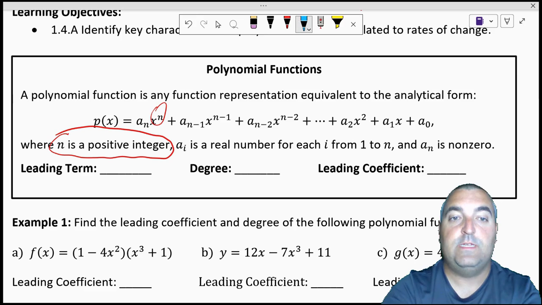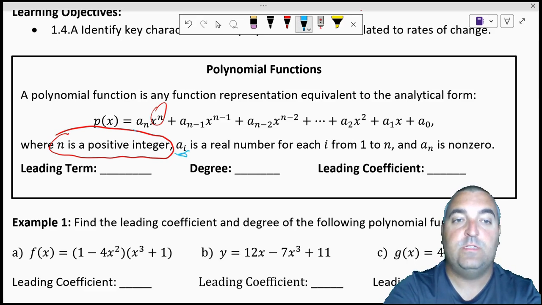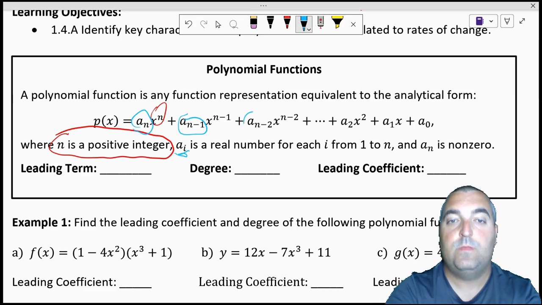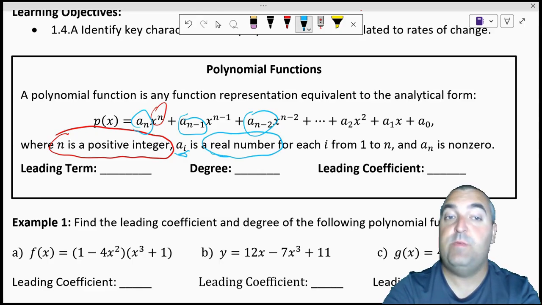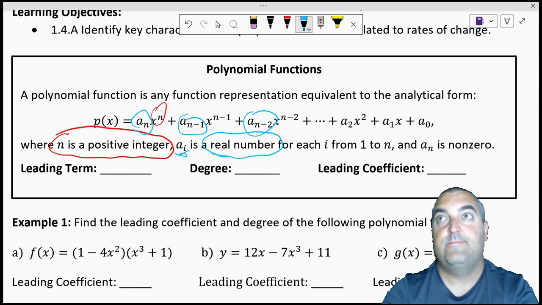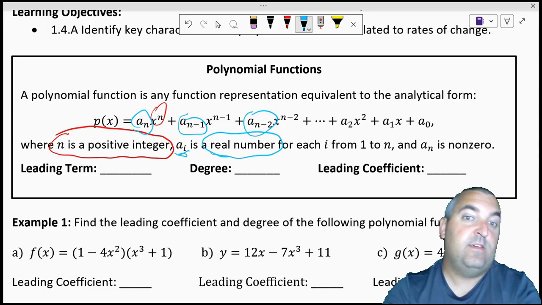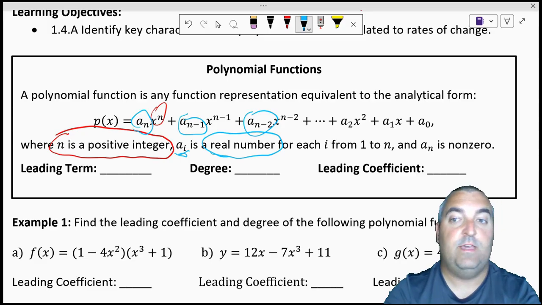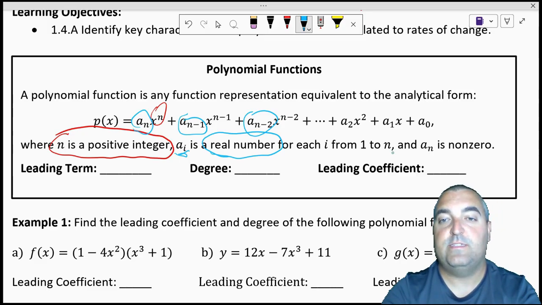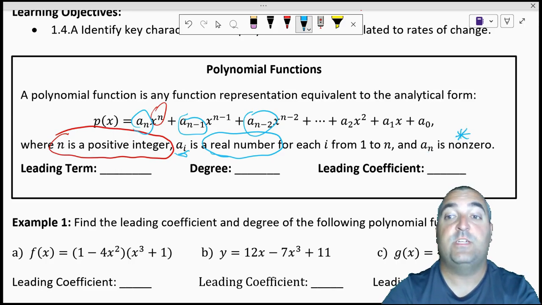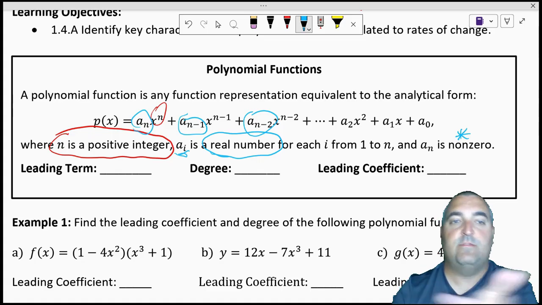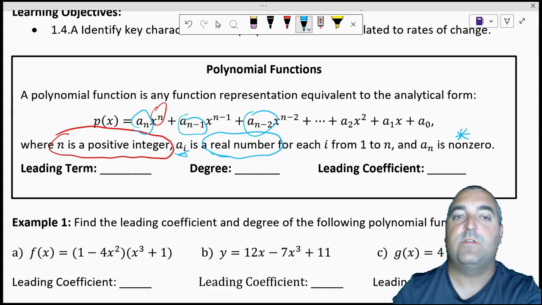The next part is that a sub i, which are all these coefficients, are real numbers. They don't have to be positive whole numbers. They could be positive or negative. They don't even have to be whole numbers. They could be really anything other than with i's, those imaginary i's, that is. And then the last piece is that the first coefficient can't be 0. If it's 0, then you lose what degree polynomial it is.